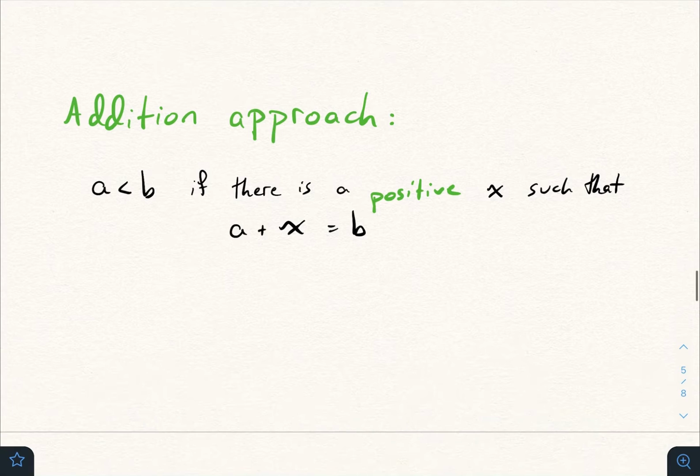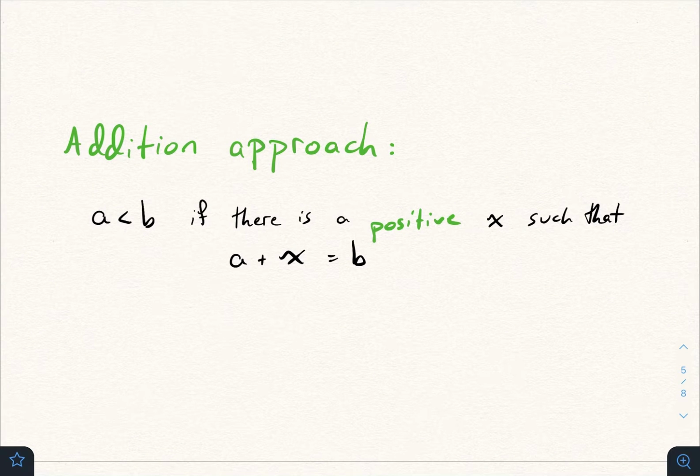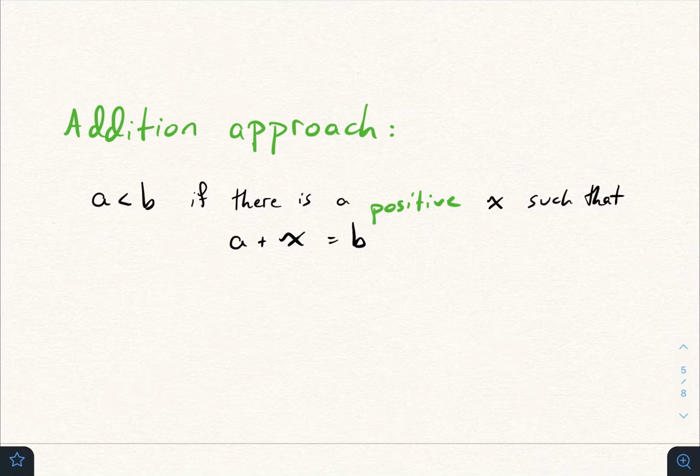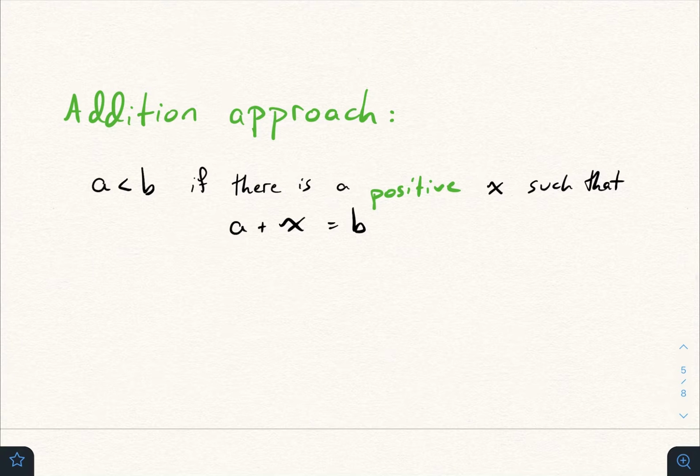All right. The addition approach is another approach that you could take. I'll admit this one's a little bit less common, but it's useful in some situations, and so I think it's worth discussing. We can say that a number A is less than B if there is a positive value of x such that A plus x is equal to B. Right? So if you can find a positive number x that you can add to A to get your other number, then that means that this has to be the bigger number, okay?